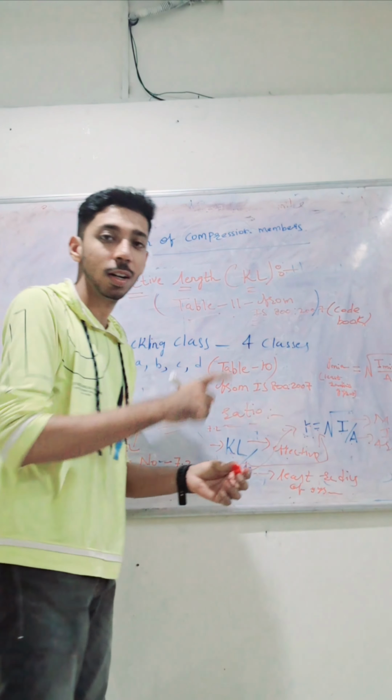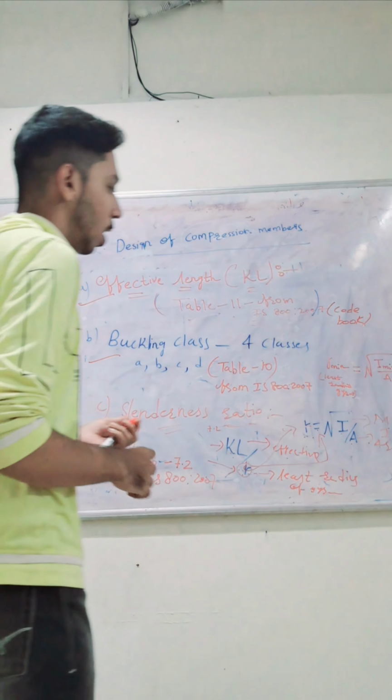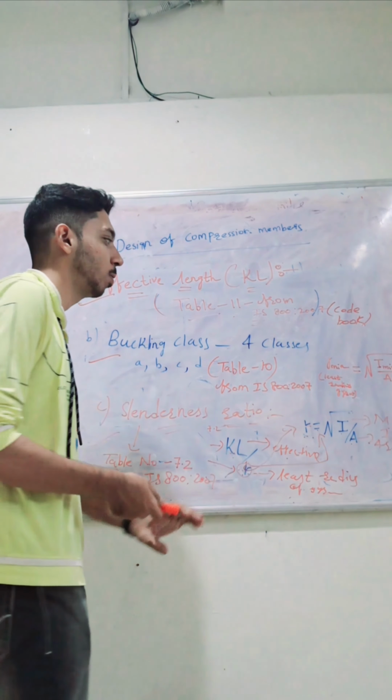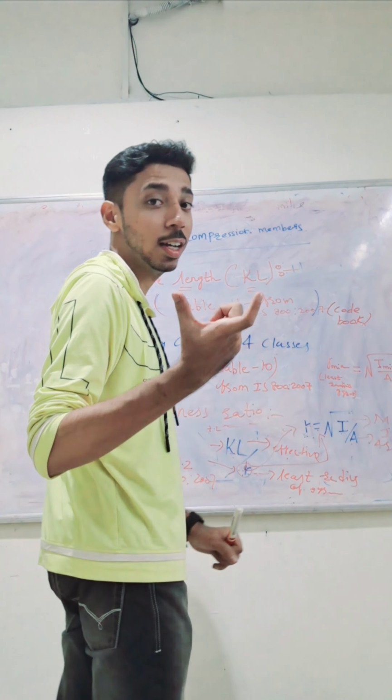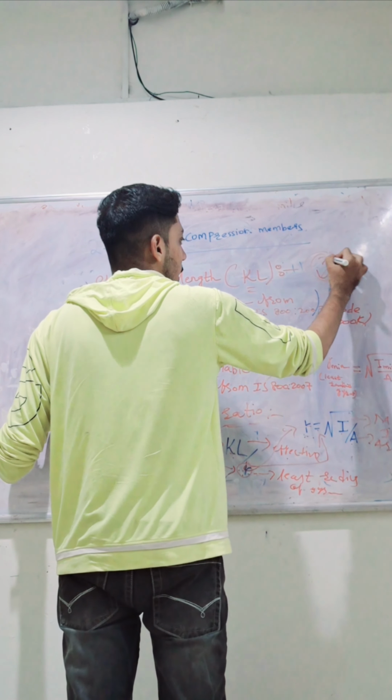Under root I divided by A. I को A से divide करने से आपको R निकल आएगा. R क्या है? Least radius of gyration. Radius निकल आएगा, ठीक है? Least radius of gyration निकल आएगा. Radius मतलब circle is like this, so total radius would come out.